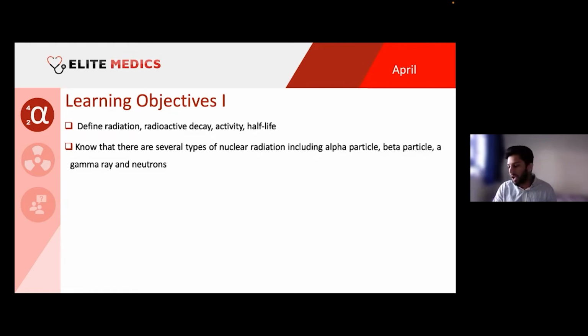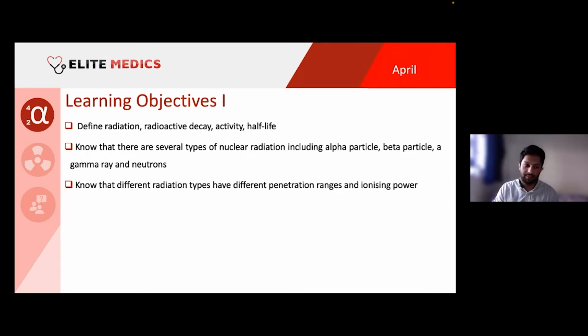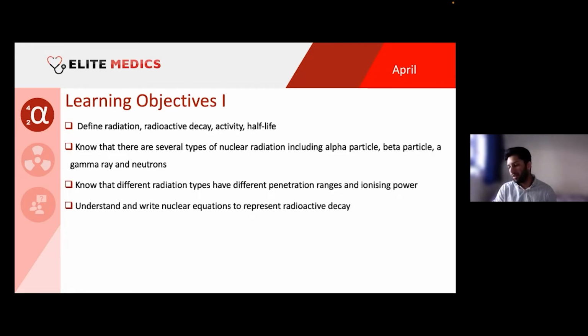Know that there are several types of nuclear radiation, including the alpha particle, beta particle, a gamma ray, and neutrons. So, now you know. Obviously, we're going to go into the detail of what each of these consists of throughout the lesson. So, know that different types of radiation have different penetration ranges and ionizing power. And to understand and write nuclear equations to represent radioactive decay. So this is one of the learning objectives that a lot of people do struggle with, but hopefully by the end of today that'll be quite clear and easy for you to do.